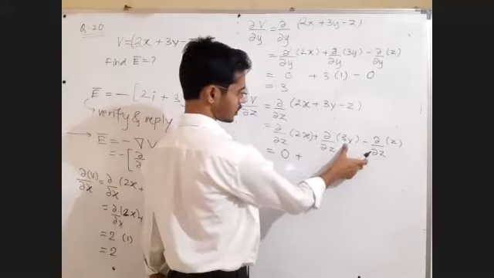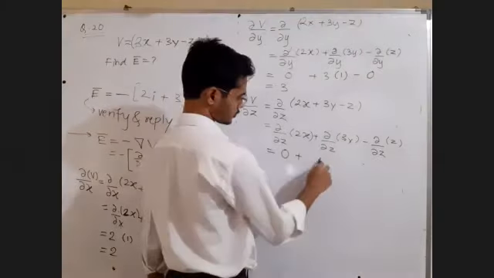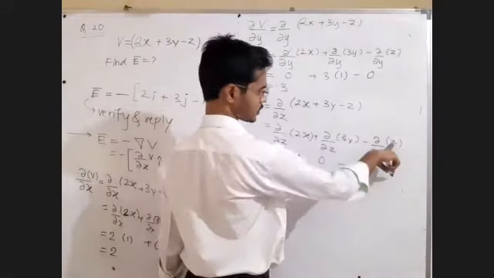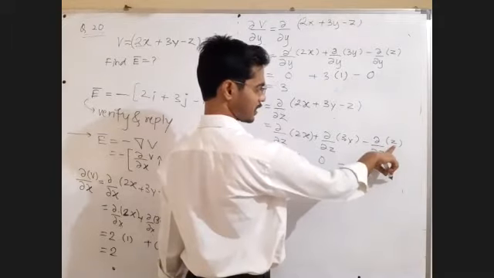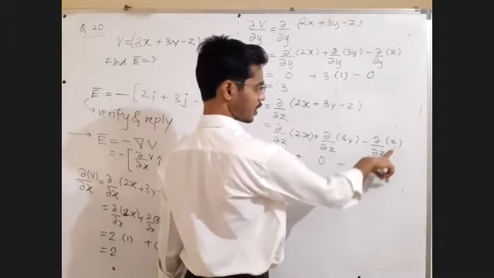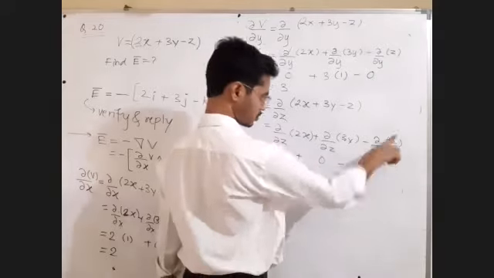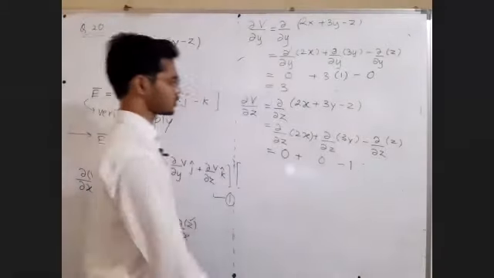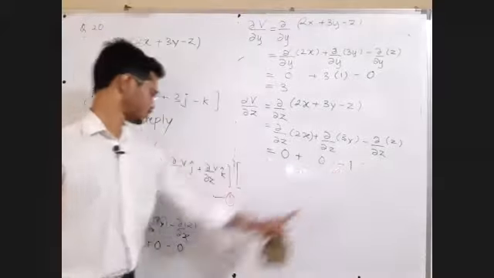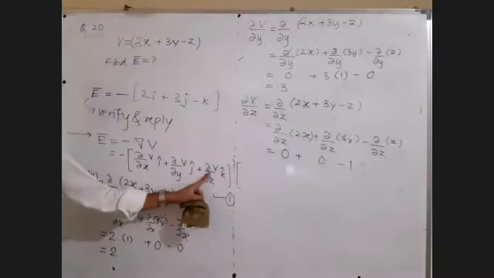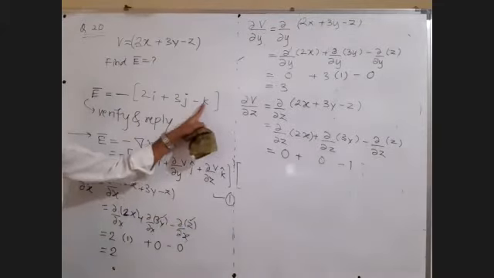So 3y is a constant, derivative of constant 0, minus derivative of z with respect to z. Z is variable now, not constant. So that derivative will be equal to 1. So the answer will be minus 1. That minus 1 you can verify here, minus 1 into k.